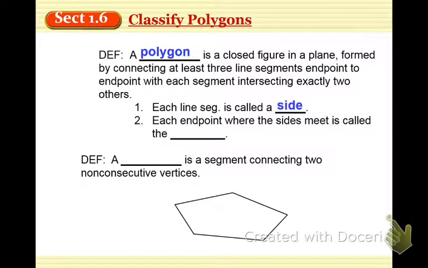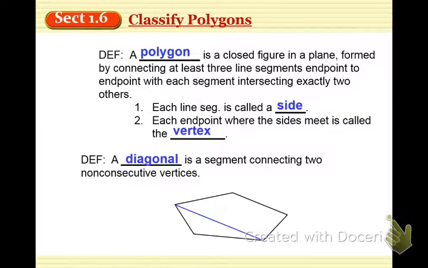So, each line segment is called a side. Each endpoint where the sides meet is called a vertex. The place where they meet forms an angle. We know that when the angles meet, the point where they meet is a vertex. So, same term, just used in a different context.